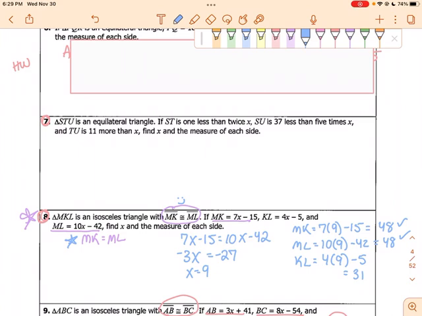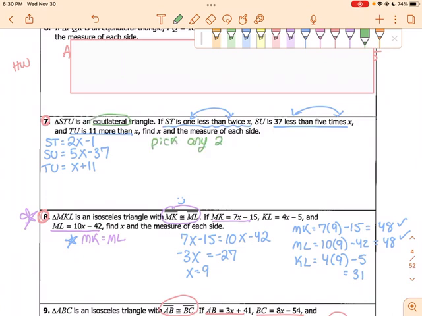And then the only difference for number 7 is, first of all, it's equilateral instead of isosceles. And second of all, we have to write these out again. So this will keep coming up. I know we did it earlier in the year too. So 1 less than twice x. Remember, whenever it's less than, you are switching their order. So ST is 2x minus 1. SU is 37 less than 5x. So again, we are switching the order because it's less than. So 5x minus 37. And then TU should be pretty easy, 11 more than x. So x plus 11 for more than.